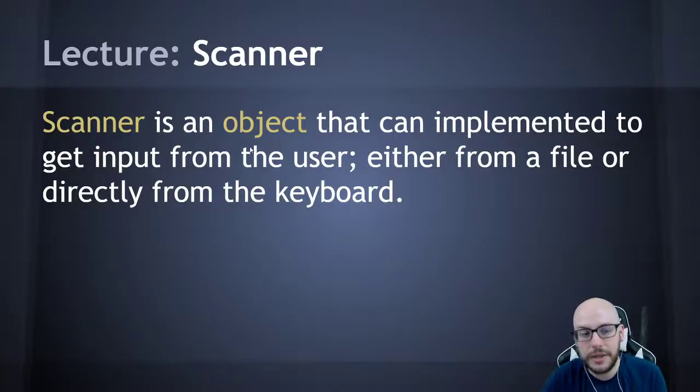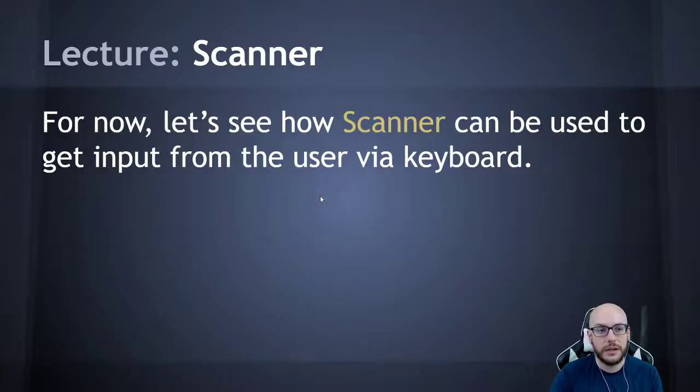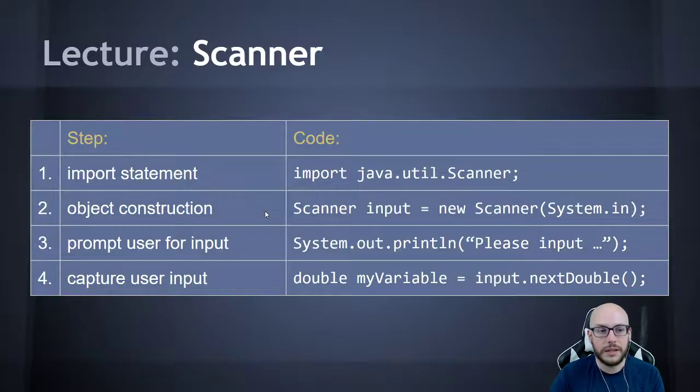Scanner is an object that can be implemented to get input from the user, either from a file or directly from the keyboard. In years past, I've read from a file. I think we're going to skip that this year. We're only going to be reading from a keyboard, but the option is available to read from a file. What am I saying? You could have a text file with nothing but text in it, maybe numbers. Scanner could be used to read that file and basically bring data into your program. We're going to be using it to read from keyboard, so the user could actually enter some response. So for now, let's see how Scanner can be used to get input from the user via keyboard.